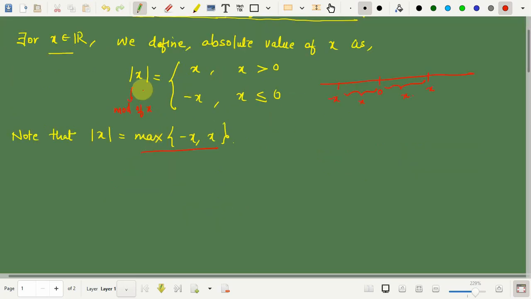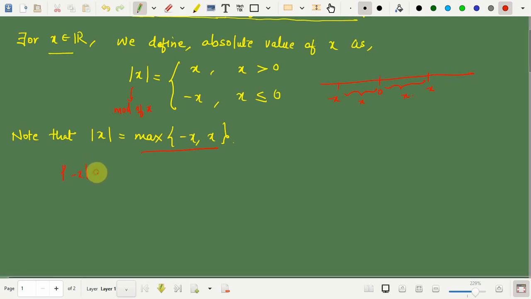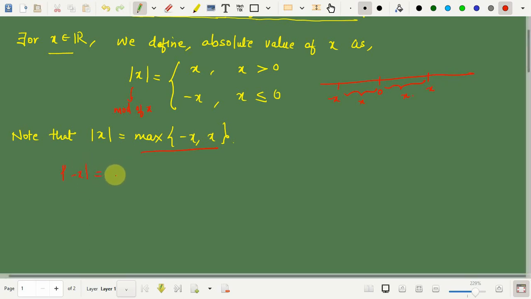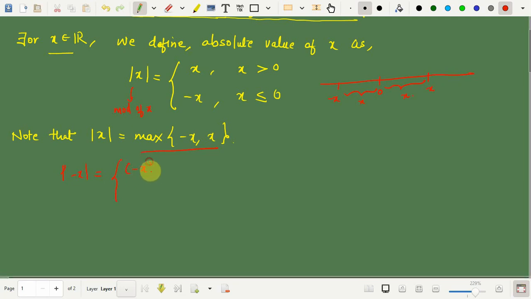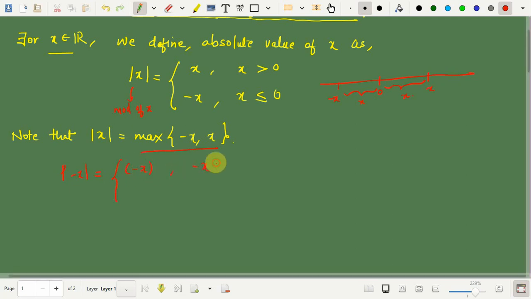So, now we need to show that mod of minus x is also equal to mod of x. So, mod of minus x by definition, instead of x now I have a minus x. So, this is by definition minus x if minus x is positive. I am just inserting minus x in place of x, and it is going to be minus of minus x if minus x is less than or equal to 0. Basically, what is this? This would be minus x.